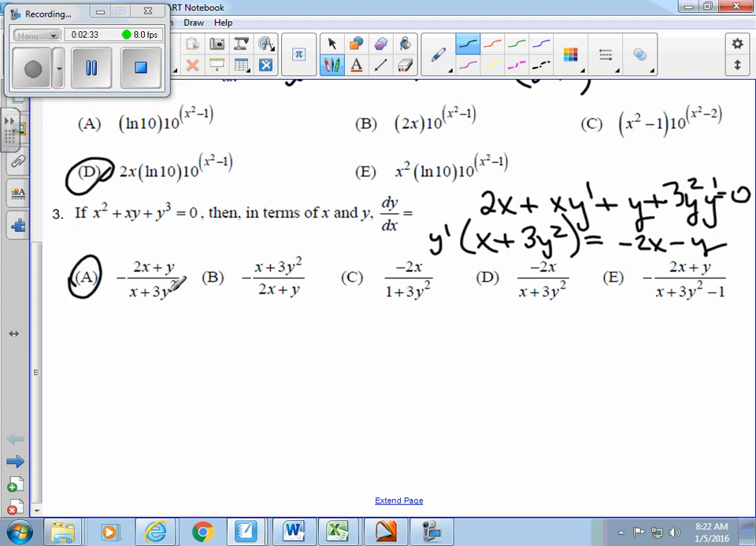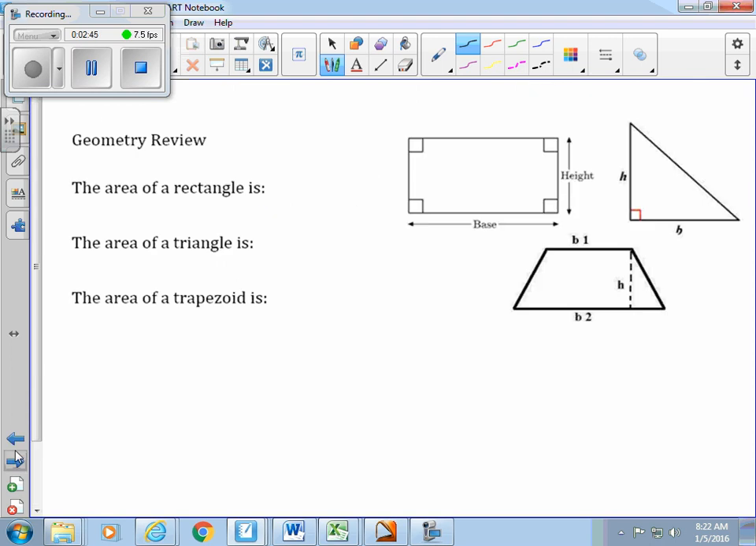Now, what's a little different, this answer and my answer? They factored out a negative 1 at the top, pulled out in front of the whole fraction. Fair enough. Okay, what is the formula for the area of a rectangle? Length times width. Just because of notation, I'm going to stick with what they have here, but it's exactly the same thing. Base times height. What is the area of a triangle? And what is the area of a trapezoid?